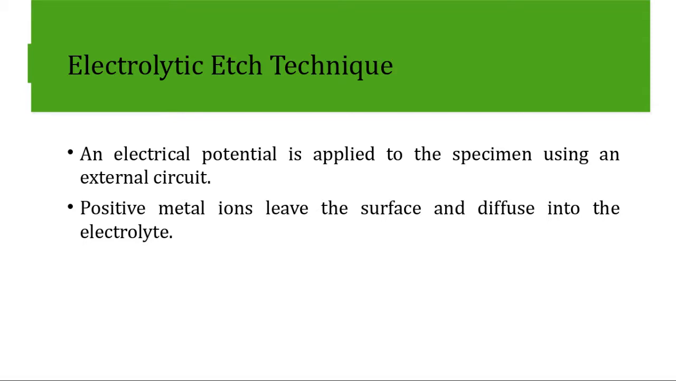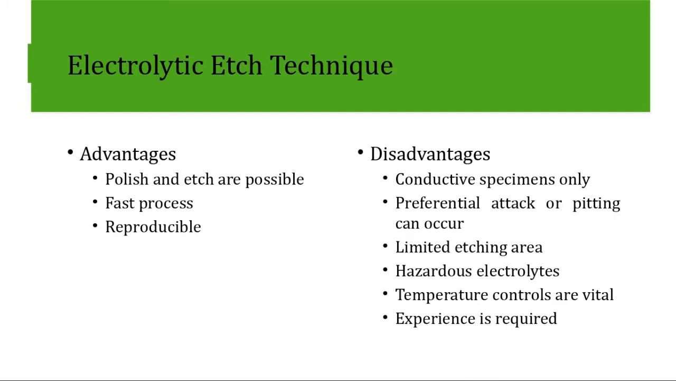So what are some of the advantages of electrolytic etching? Is the fact that you can also use an electrolytic polish and etch are both possible. They're both very fast, and it's reproducible. And the reason why they're reproducible is once you find the correct voltage and time of exposure and use the correct electrolyte, you can reproduce the same etch on every sample that is very similar to the one that you are working on.